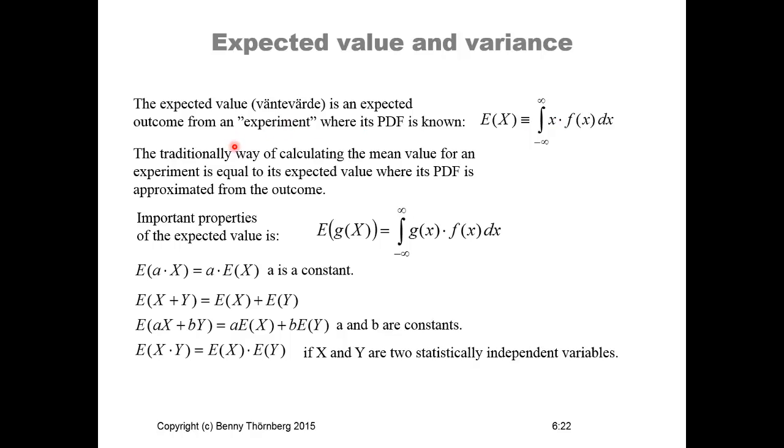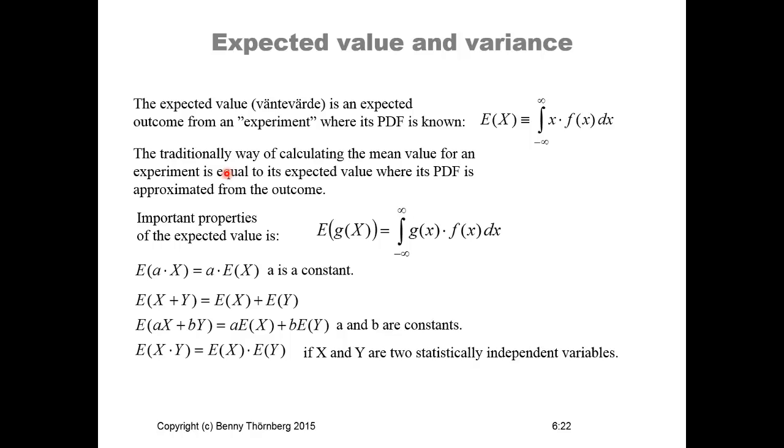The traditional way of computing the mean value for an experiment is equal to its expected value, where its PDF is approximated from the outcome. This means that you can estimate the PDF from a histogram, and from that histogram you can compute the expected value, which corresponds to the mean value.